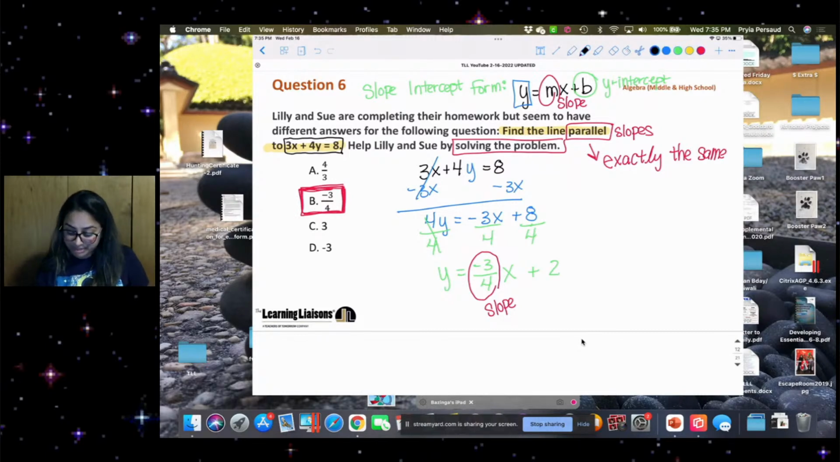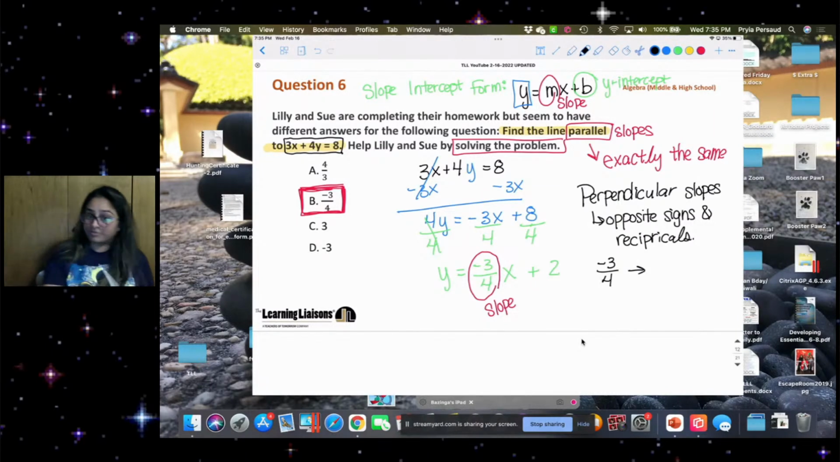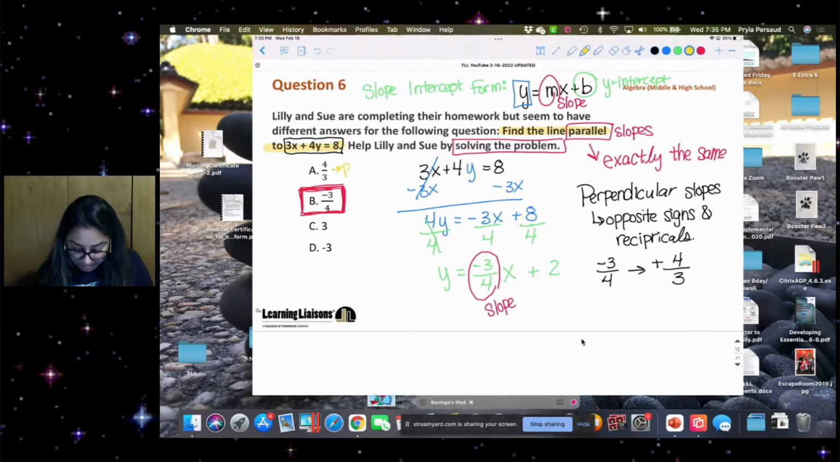Okay, but just in case you see the problem again, let's talk about perpendicular slopes. Perpendicular slopes will have opposite signs and be reciprocals of each other. So if we start with negative 3 over 4, we will go from a negative to a positive, and we will flip the fraction. That's what it means by reciprocal, 4/3. So A is actually the perpendicular slope.